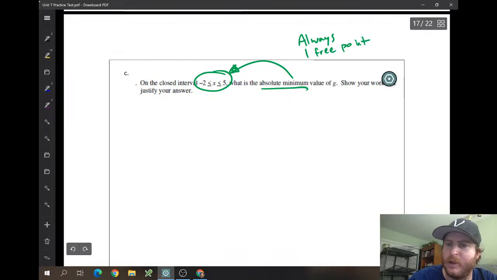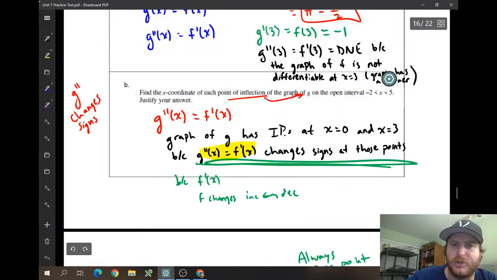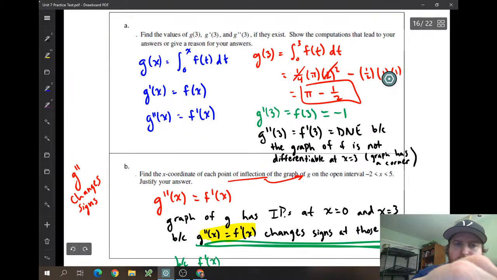And to get that point, what do we want the minimum of? We want the minimum of g. So to get that point, we're going to set g prime of x equal to 0. Now, what was g prime of x? It was equal to f of x. And so we're going to set g prime of x equal to f of x equal to 0. Whenever we have these questions, we always want to be writing out something like this. One of these three.